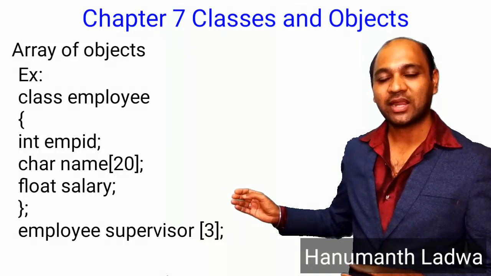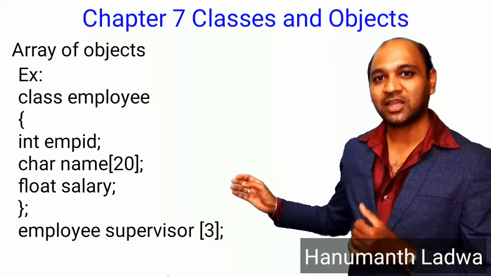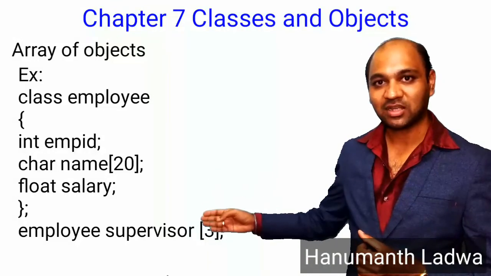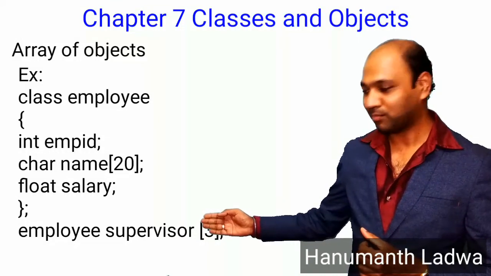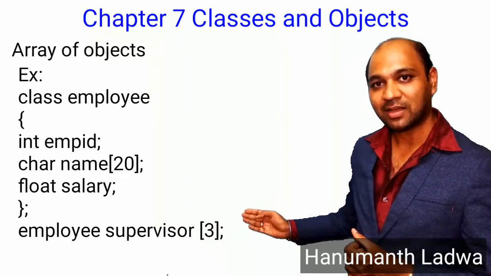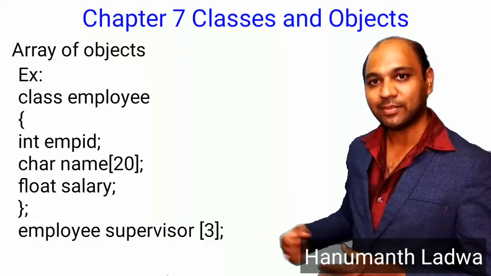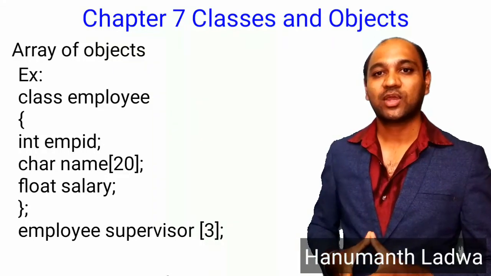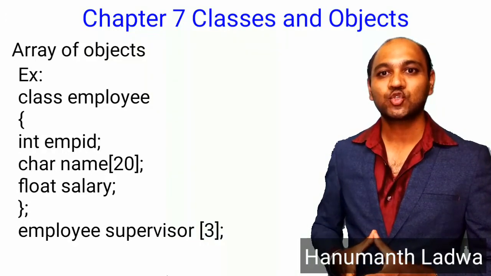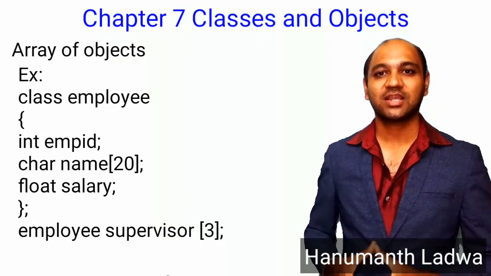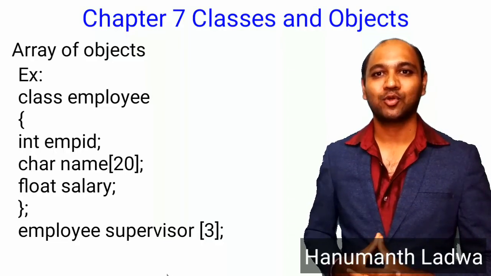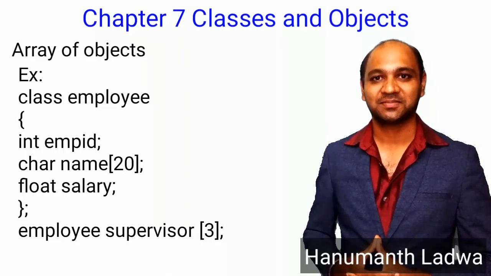Then we are going to create array of object of this particular class. So here I'm going to write employee because it is name of the class. Here I'm going to write employee, then I'm going to write supervisor, and inside the square bracket I'm going to write 3 and put semicolon. So this indicates that we are going to input the values of 3 supervisors. Let us take a programming example to show array of objects. For that, again I'm going to take you to my laptop screen.